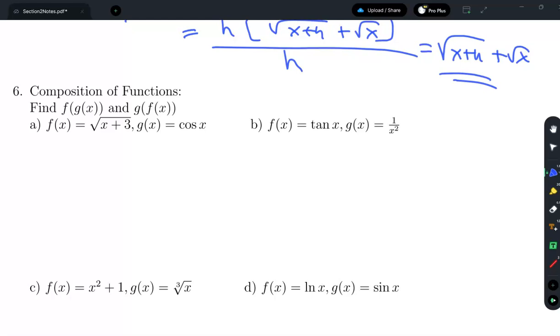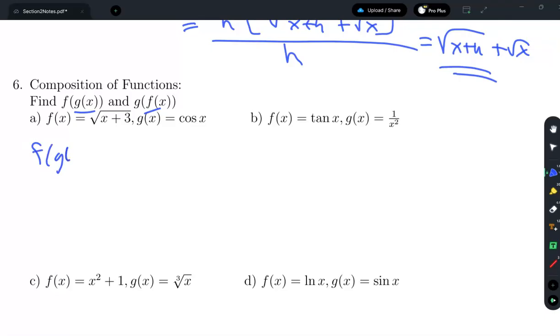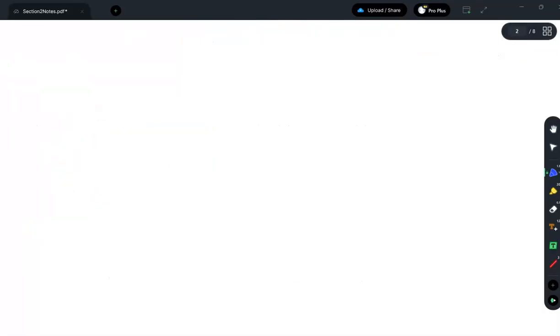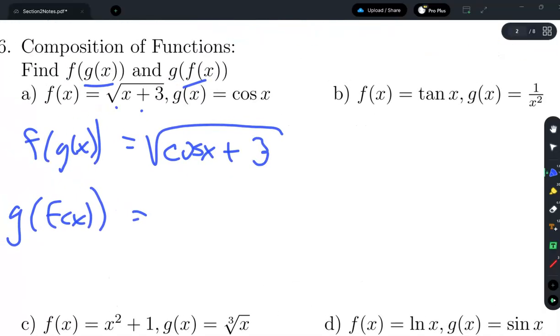I'm now going to remind you about composition of functions because this is going to be really important. So if I want f of g, that means I'm using the outside function of the f, and then I'm going to be putting the g inside everywhere there's an x, and that's as far as we go. So then the g of f of x is going to be taking the outside function of the cosine, and everywhere there's an x, I put this root x plus 3 in.